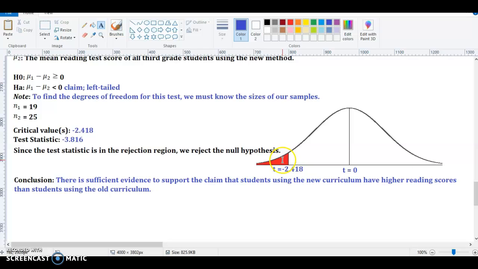So if your test statistic is less than negative 2.418, it's going to be in the rejection region of your test, which means you would reject the null hypothesis. Now, if the test statistic was greater than that value, it would not be in the rejection region, and then you would fail to reject the null hypothesis. So very clearly our test statistic of negative 3.816, which is to the left of negative 2.418, the critical value, falls in that rejection region. So the test statistic is in the rejection region, and therefore we reject the null hypothesis.